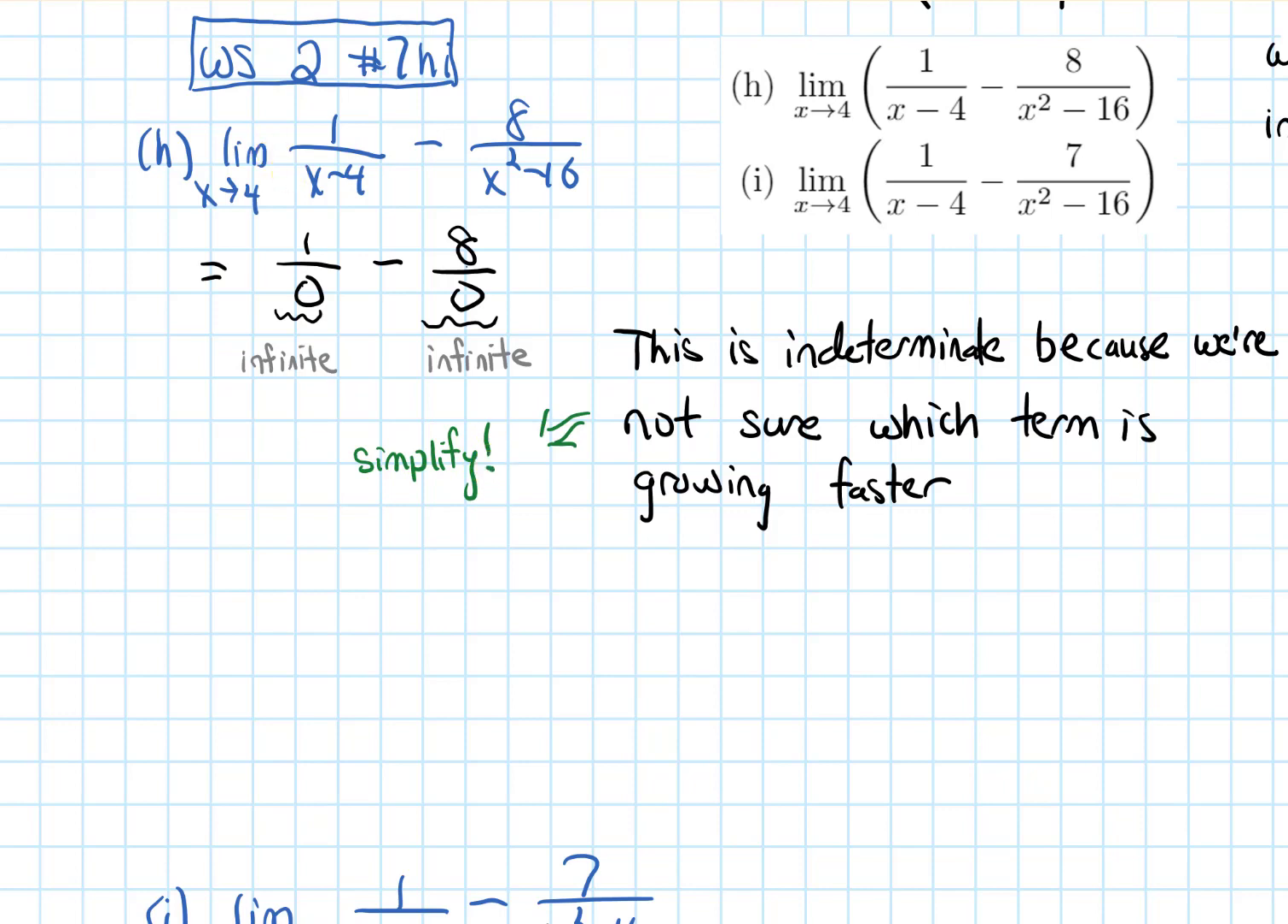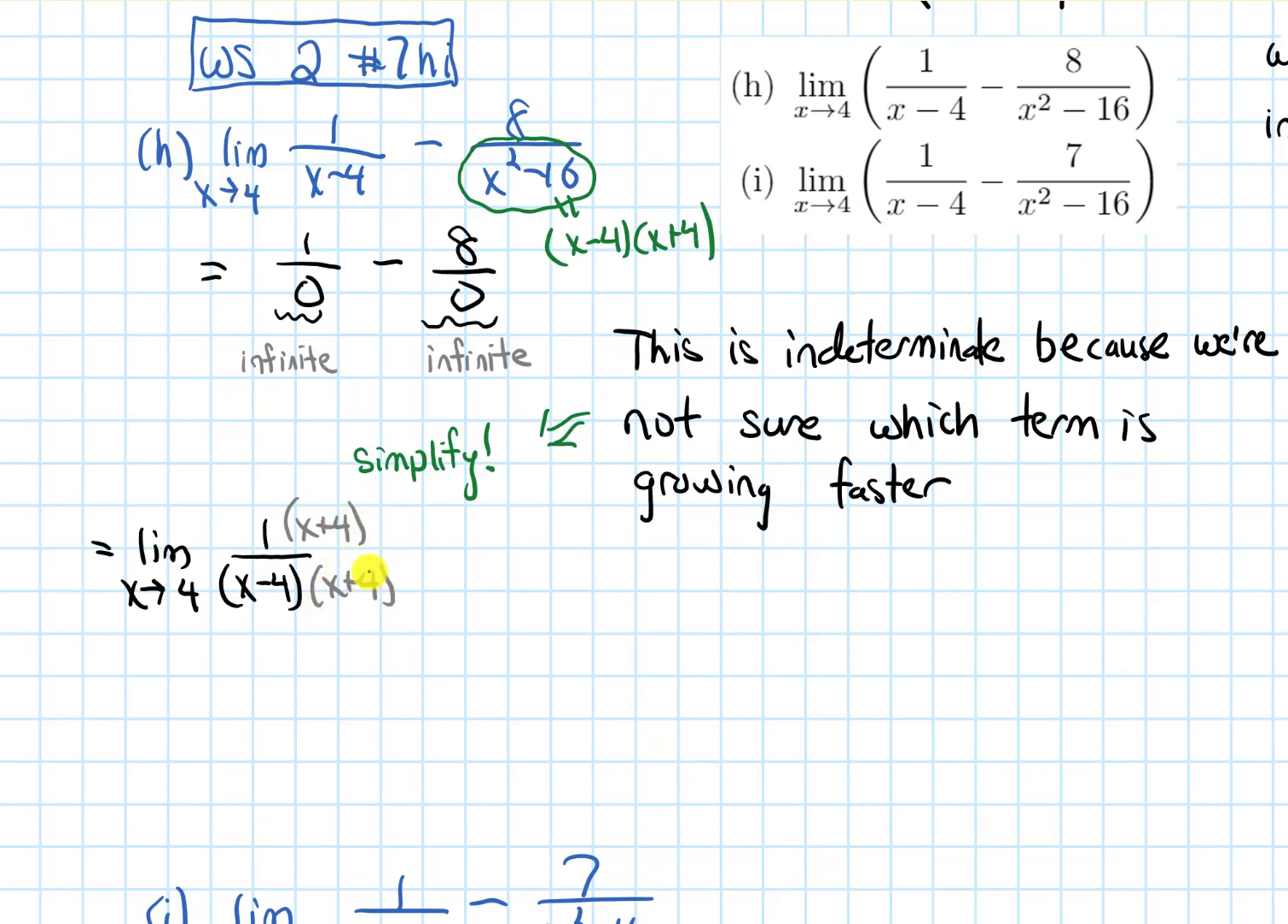One thing that's going to help us in simplifying this is the denominator, x squared minus 16, which factors as x minus 4 times x plus 4. It's the difference of squares. And now we can get a common denominator. We have the limit as x approaches 4 of, and then with this first fraction, I'm going to multiply the top and the bottom by x plus 4 over x plus 4. With the second fraction, I don't need to multiply the top and the bottom by anything. It already has the same denominator: 8 over x minus 4 times x plus 4.